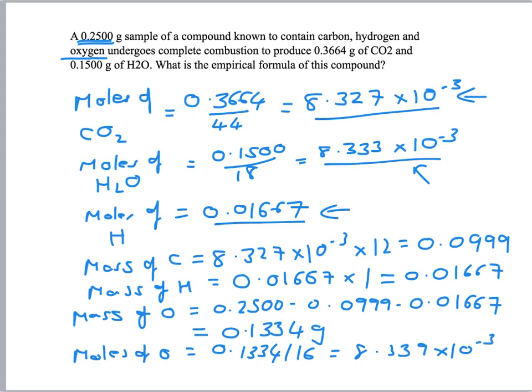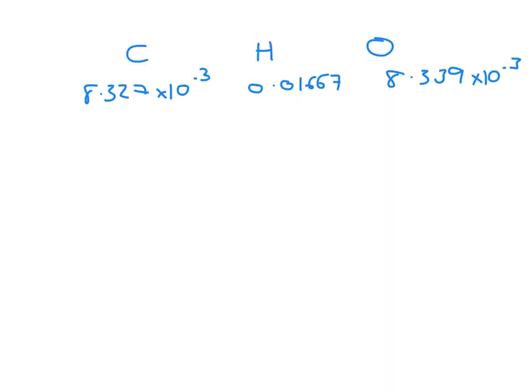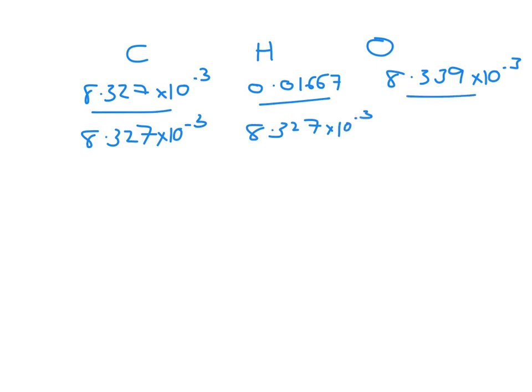Okay, let's bung this all together now then. So I've popped my moles underneath the relevant element. So you can see my smallest number there is 8.327 times 10 to the minus 3. So we're going to divide each of those by that number, like so.